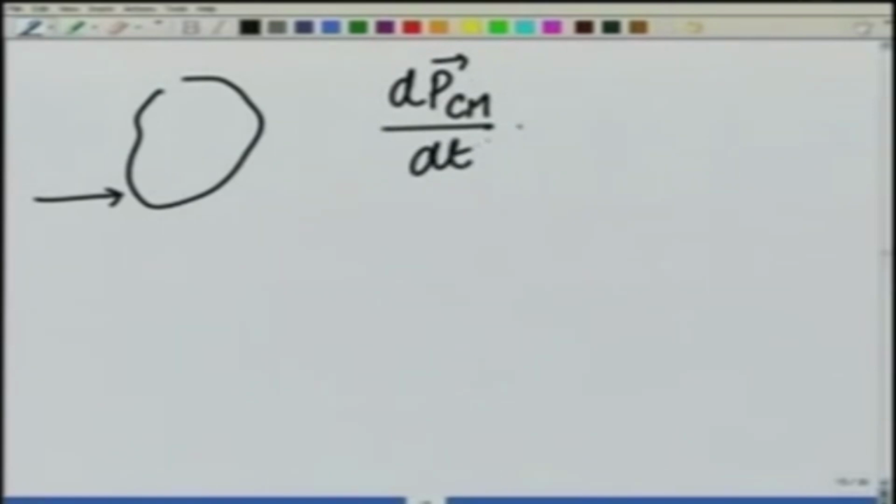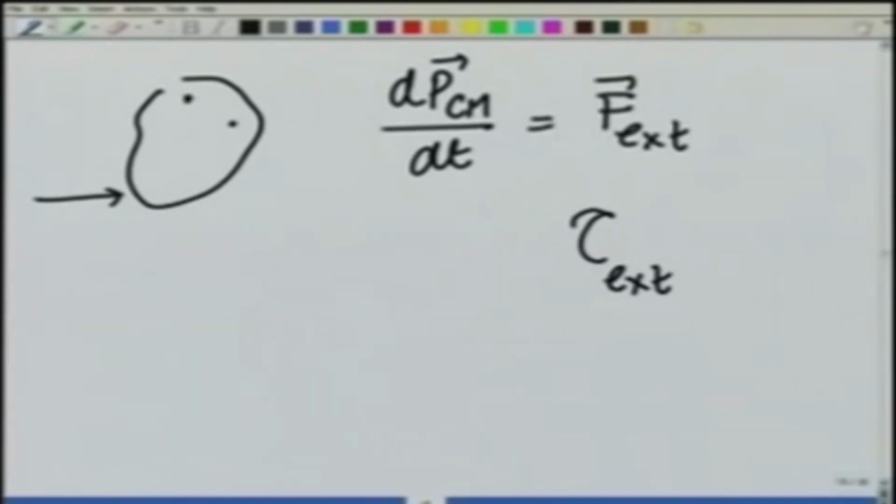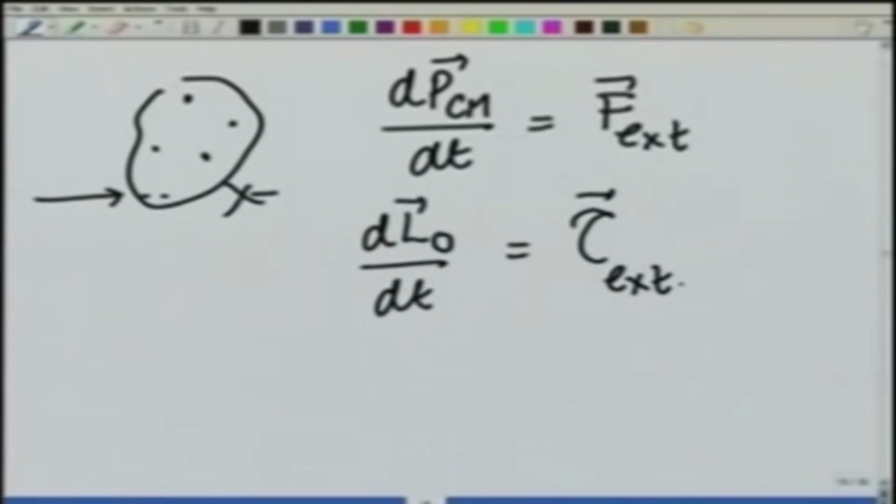So, let us take a rigid body, apply say a force here. One thing is very clear, that the center of mass moves according to this equation that we had already derived. What about the torque? There is a torque about any given point which is not in line of the force, and this should be equal to dL/dt about that point. Let us call this point O.